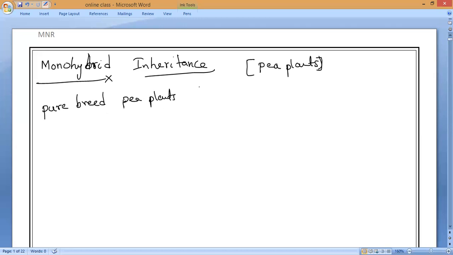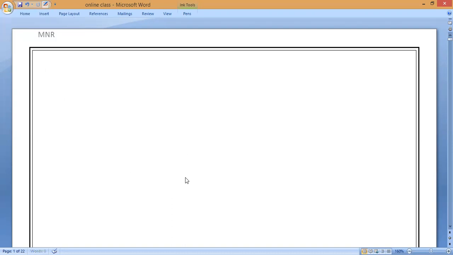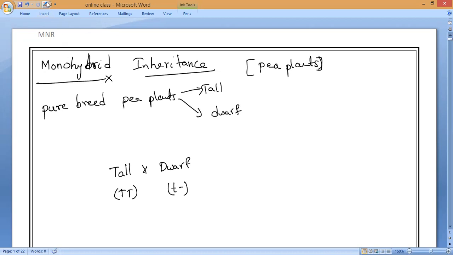He took two pure breed pea plants: one is a tall plant, another is a dwarf plant. He did the crossing between them, tall into dwarf. This is what we call the first crossing. Tall means both are capital T, and dwarf means both are small t and small t. Because these are pure breeds, both characteristic genes must be the same. That we have to remember.